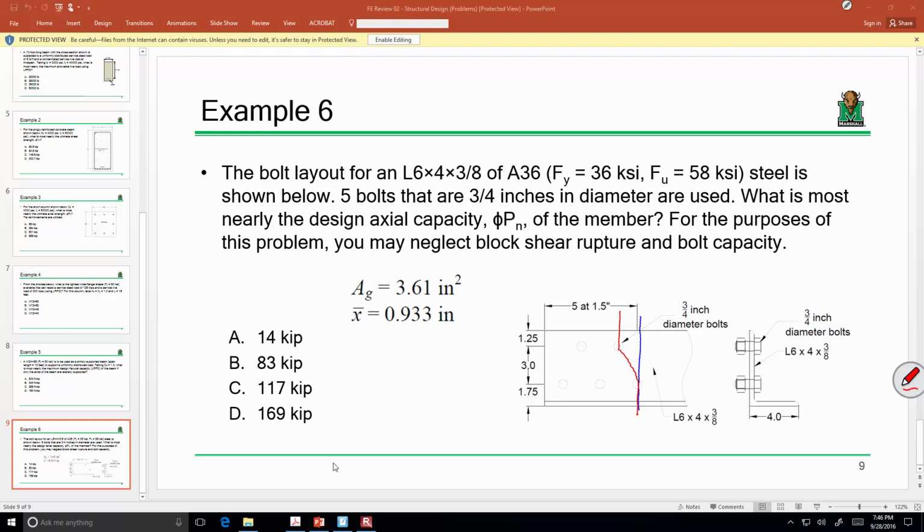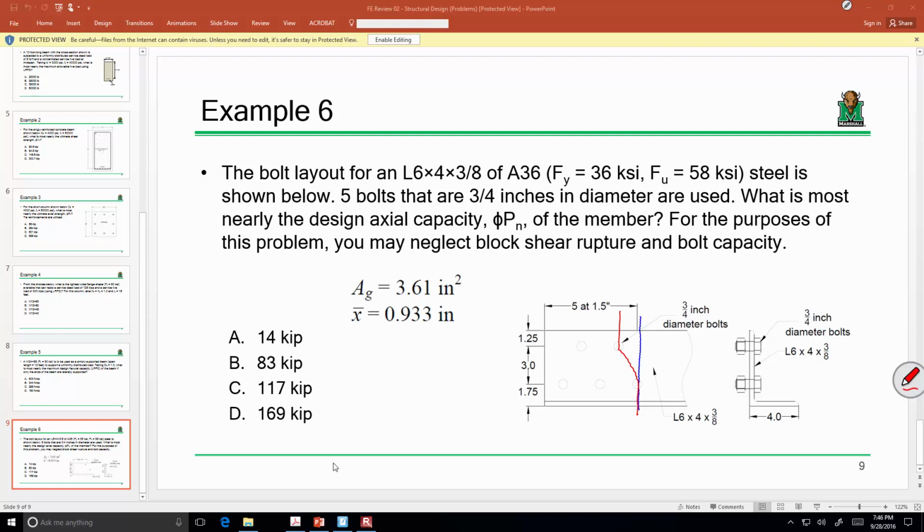Now the other is block shear, but you can see block shear is being neglected. Block shear is assuming that a chunk of that connection material is going to rip out. And that's really not, I don't want to say that you shouldn't expect that, but I think the probability of that being on the exam is really low.